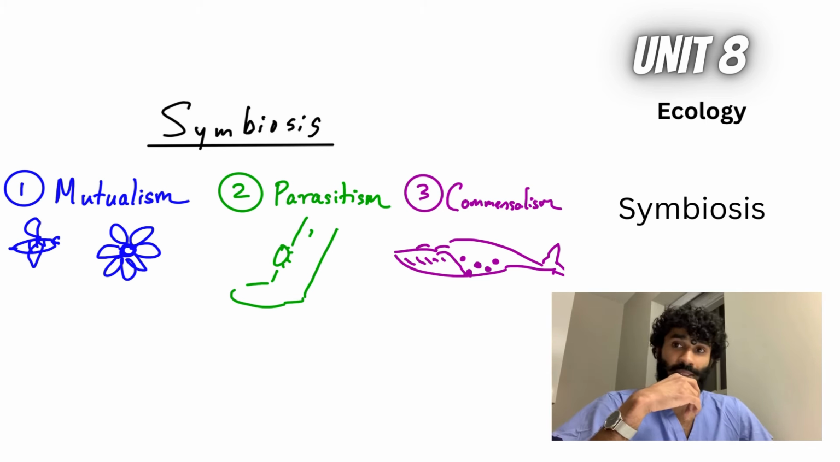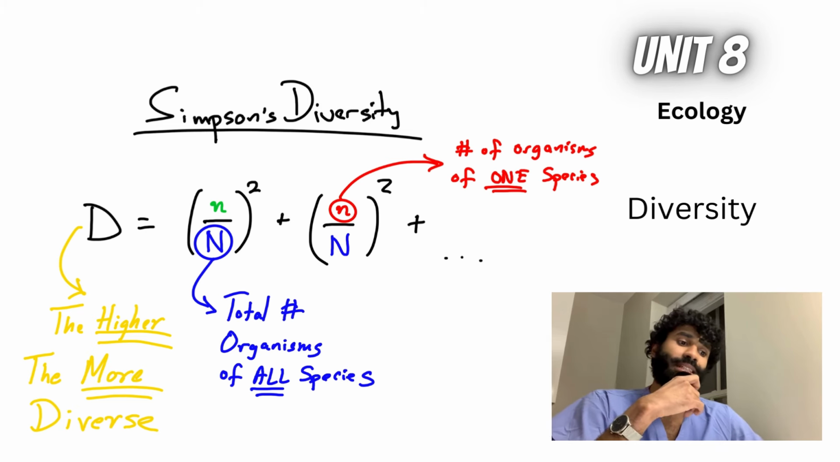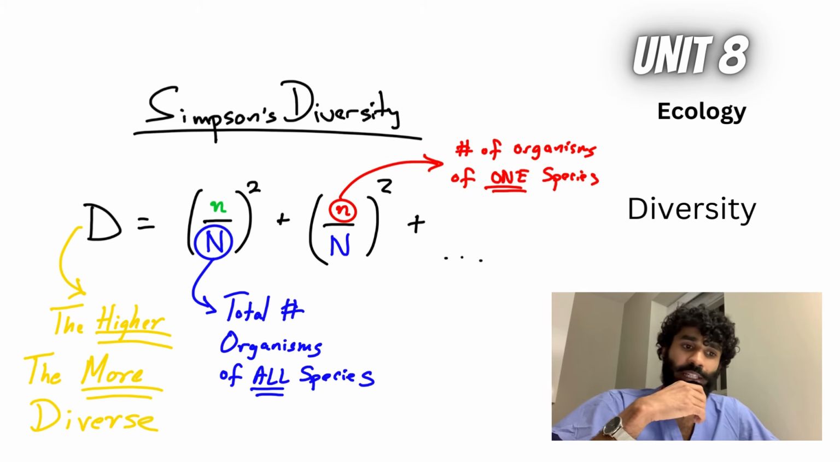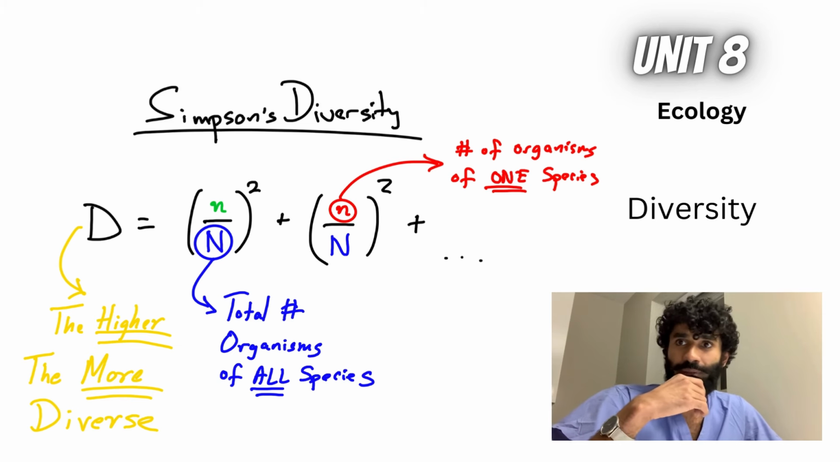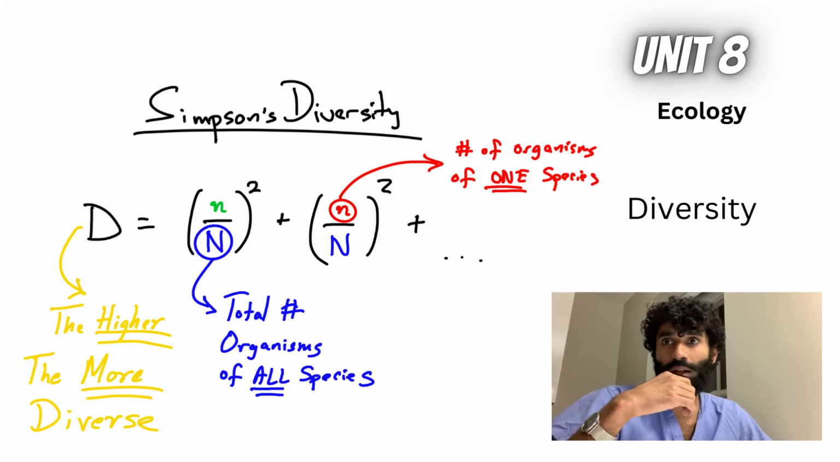The last block is diversity. The Simpson's Diversity Index quantifies the biodiversity of a community. It takes into account the number of species present and their relative abundances. The index ranges from 0 to 1, where higher values indicate higher diversity. And that's Unit 8, Ecology.